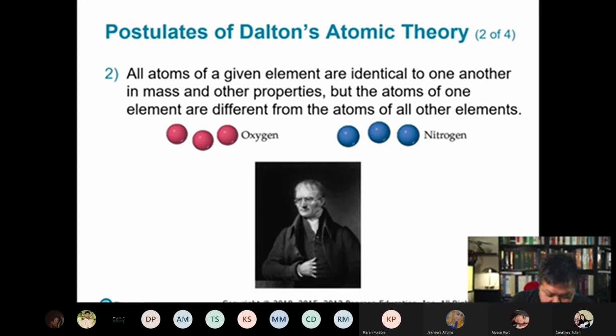So today we know for a fact that all oxygen atoms are the same, because they are all members of the element oxygen, right? And then all atoms of nitrogen are the same, because they're all part of the element nitrogen, correct? But the atoms of oxygen are very different from the atoms of nitrogen. They're very different from each other. Okay, so that's a big deal there.